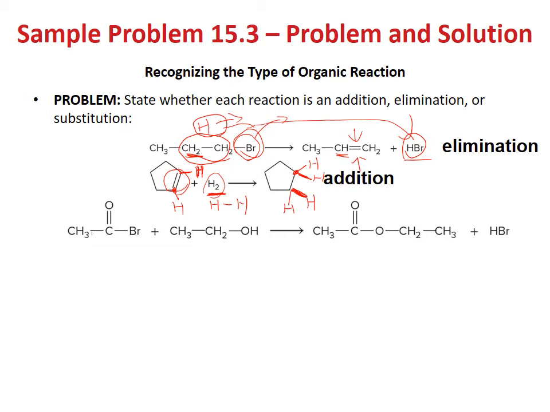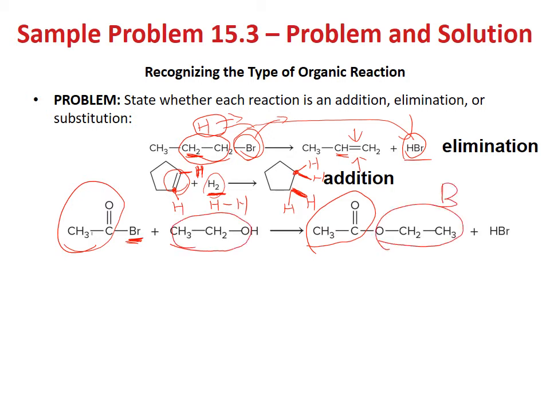Okay, next one. If you label this group, the product and reactant are the same, and the difference is that the bromine is replaced by this group. So this is B, and this is A. So the bromine is replaced by B, and this is a substitution reaction.